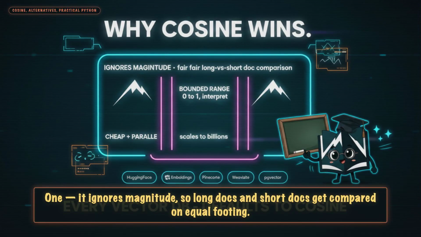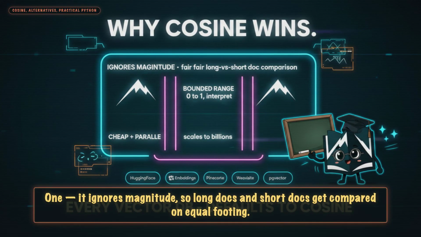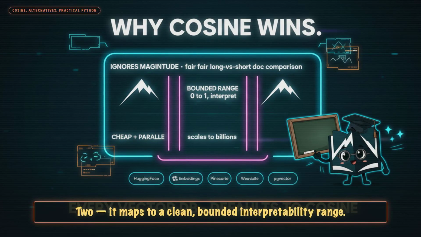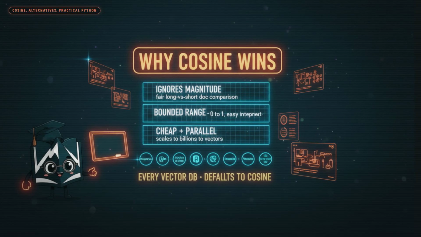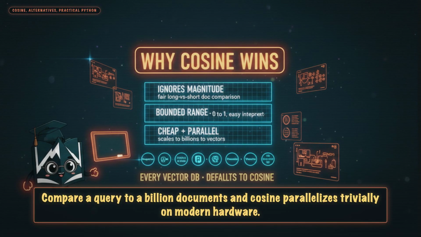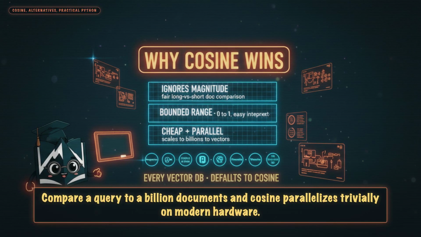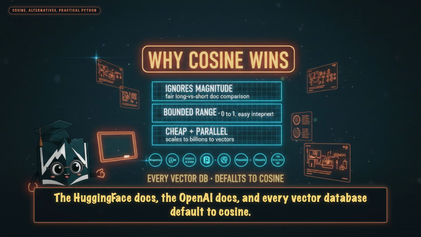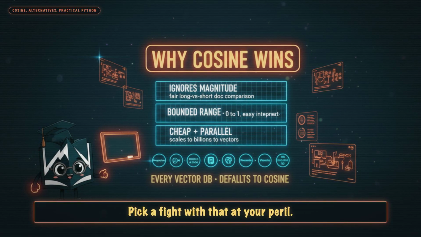Why is cosine the default in search plus RAG? 3 reasons. 1. It ignores magnitude, so long docs and short docs get compared on equal footing. 2. It maps to a clean, bounded, interpretable range. 0 to 1, higher is more similar. 3. It's cheap. Compare a query to a billion documents and cosine parallelizes trivially on modern hardware. The Hugging Face docs, the OpenAI docs, and every vector database default to cosine. Pick a fight with that at your peril.